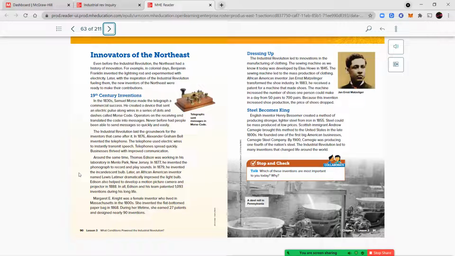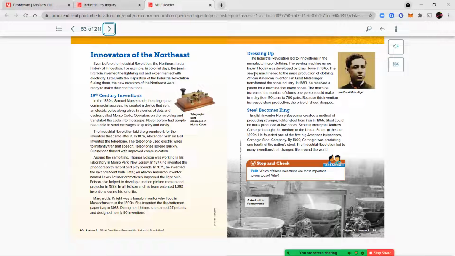Later, an African-American inventor named Lewis Latimer dramatically improved the light bulb. Edison also helped develop a motion picture camera and projector in 1888. In all, Edison and his team patented 1,093 inventions during his long life. Margaret E. Knight was a female inventor who lived in Massachusetts in the 1800s. She invented the flat-bottom paper bag in 1868. During her lifetime, she earned 27 patents and designed nearly 90 inventions.